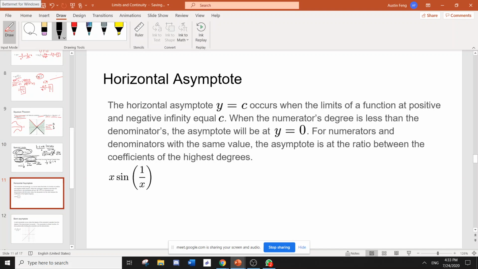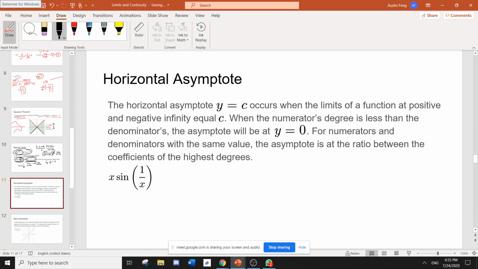So, horizontal asymptotes. I think you guys should already know most of the stuff about asymptotes because you learn it in like Algebra 2 and Pre-Calc. But a horizontal asymptote occurs when the limits of a function at positive and negative infinity equal a constant c. When the numerator's degree is less than the denominator's, the asymptote will be at y is equal to 0.